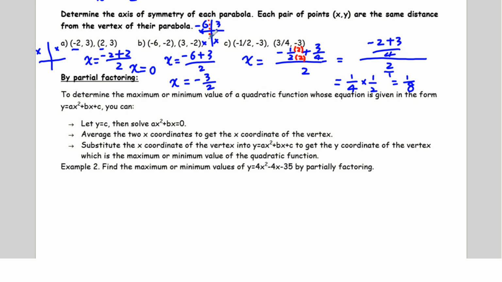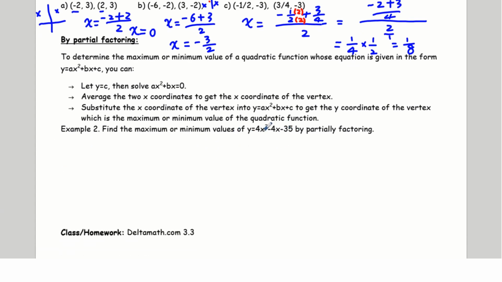And the method that we are going to show below is using this method by partial factoring. If a quadratic equation is not factorable, then we are able to use partial factoring to find the maximum minimum value. So this one is not factorable, but how we are able to find the axis of symmetry, we are going to find the symmetric point of the y-intercept.